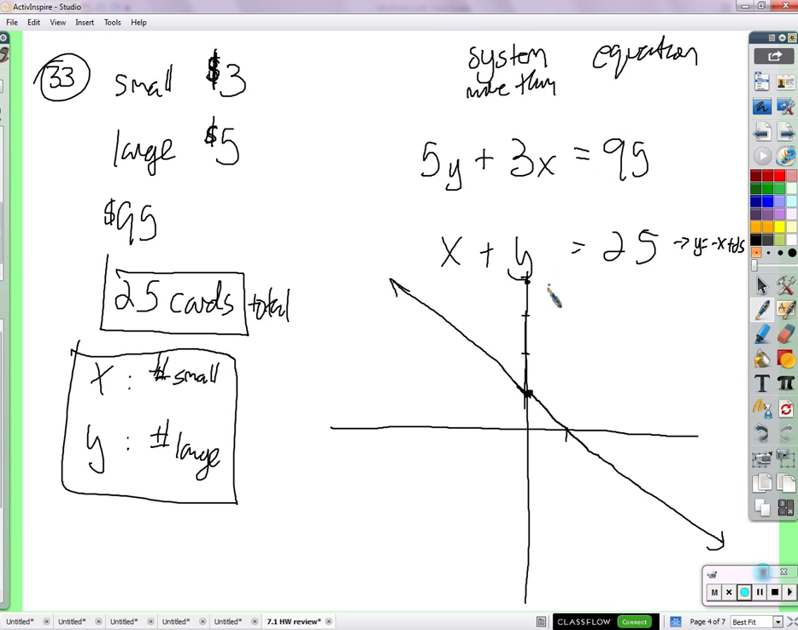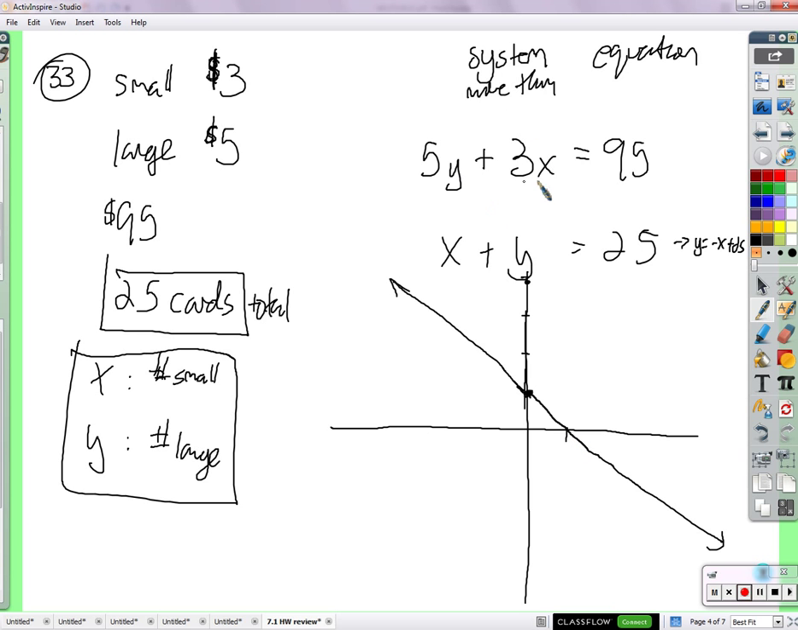When your equations are written like this, it's called standard form. A much easier way to graph these is to find the intercepts. So when I plug in 0 for x, I find y is 25, so the point (0, 25). When I plug in 0 for y, I find x is 25, so (25, 0).